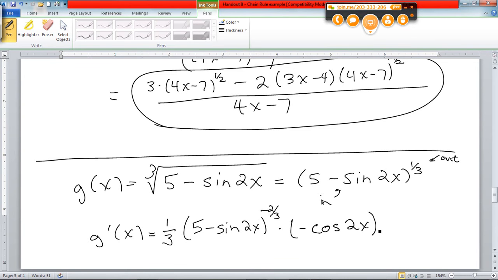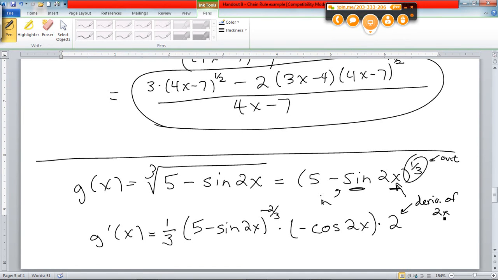But do you see something else that needs to be taken the derivative of? I've not taken the derivative of everything here. I've taken the derivative of this 1/3 power. I've taken the derivative of the sine. What else is missing? I still need to take the derivative of this, don't I? In other words, I've got a chain rule within a chain rule. What else has to be multiplied here? Well, I need to do the derivative of this inside. This is the inside of the inside, so to speak. You see what I'm saying? So I still need to multiply by another 2, which is the derivative of 2x.